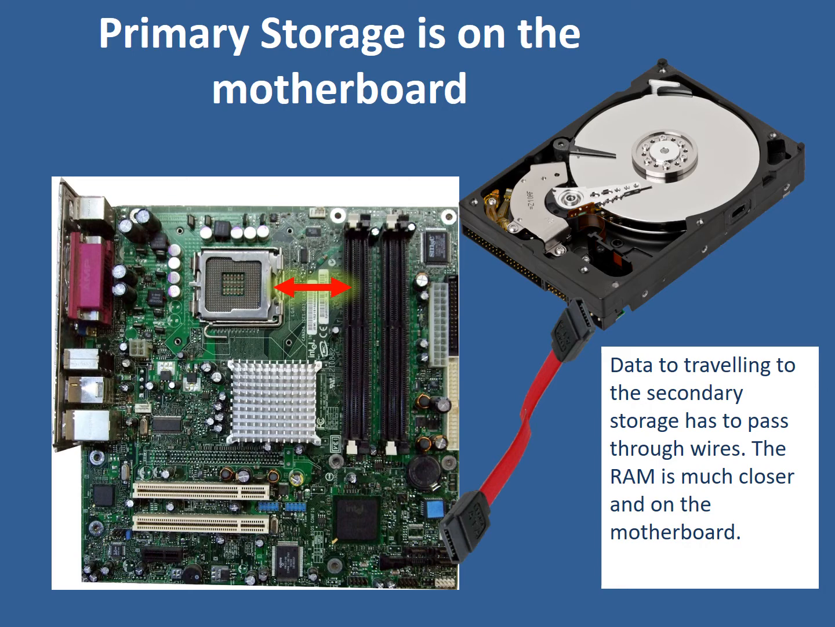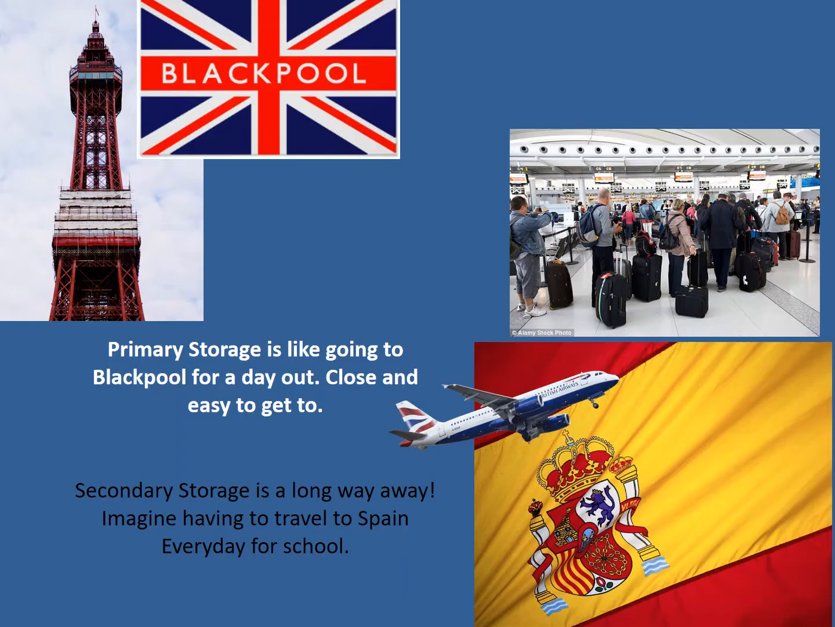Whereas for data to get to the hard disk, it's got to go through a wire. That means RAM is much closer on the motherboard. Imagine it like this. You're going to have to go and collect something from a friend. Would you rather go to Blackpool, or would you rather go and have to collect the information from Spain? Well, we'd probably all say Spain because obviously we'd like to go on holiday. But if we're thinking about speed, there's a massive difference here. Driving all the way to Blackpool is much quicker than getting a plane to Spain.